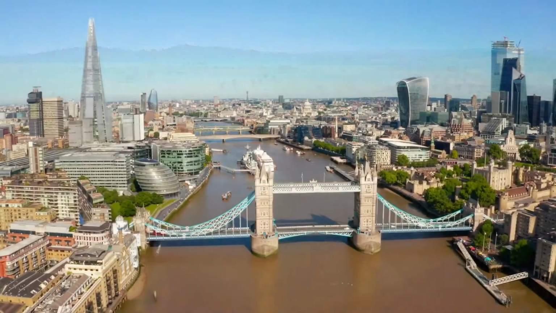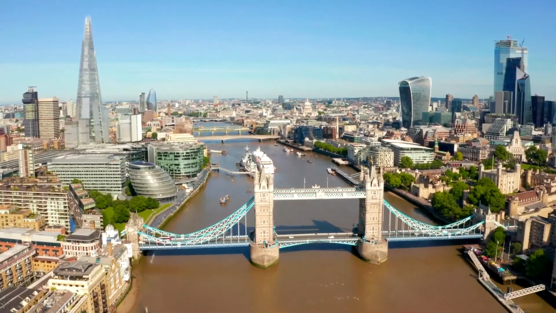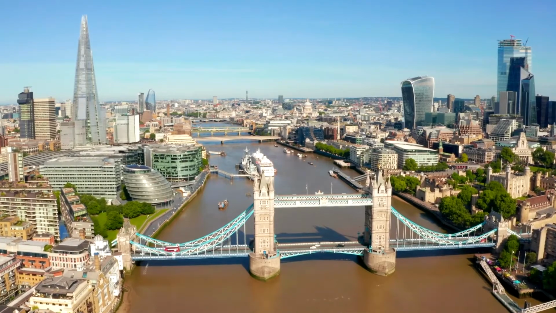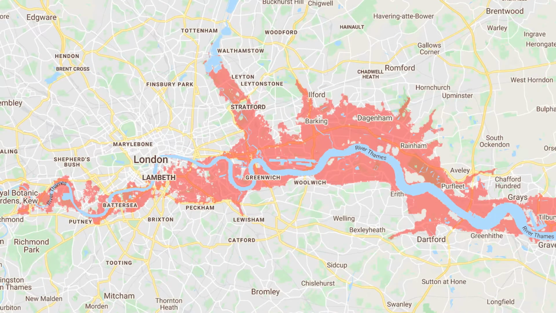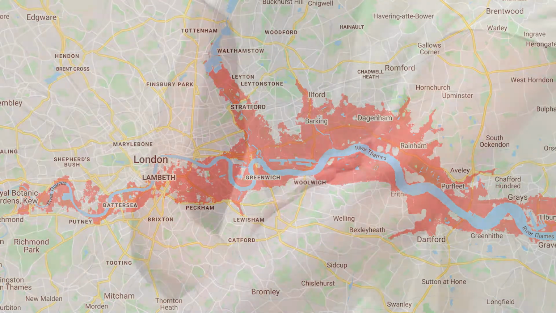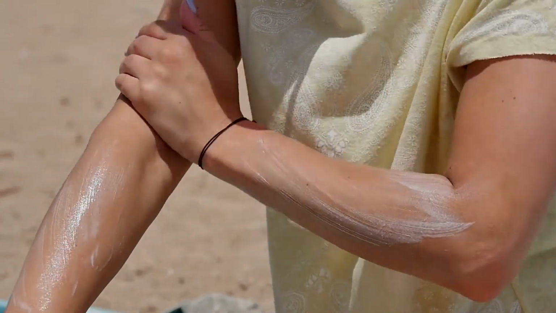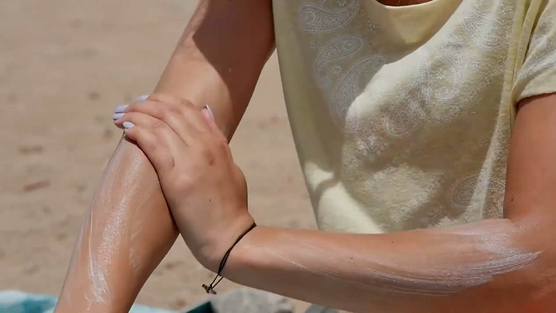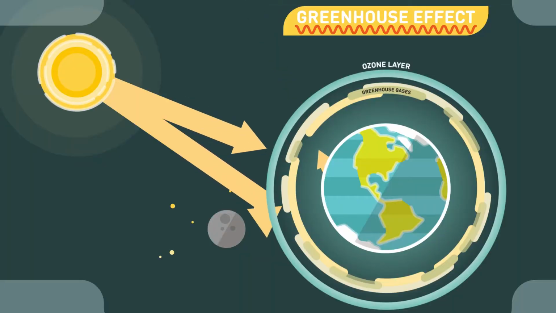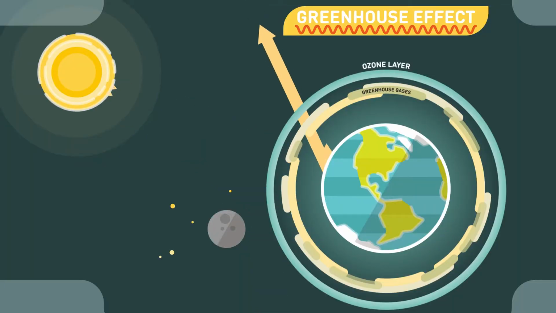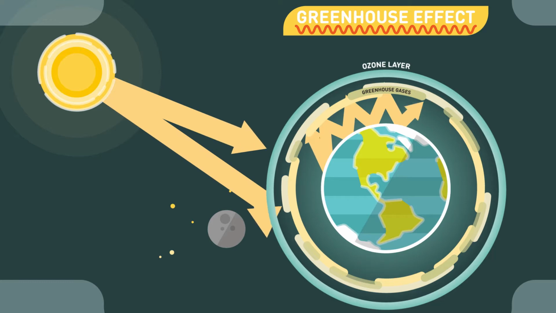It is also estimated that London will be underwater by 2050 if there is a sea level rise of 2 metres. There is an increased risk of skin cancer due to more dangerous UV rays hitting the surface of the Earth. The greenhouse gases cause a lot of the rays to bounce back to Earth, rather than being returned to space, causing the atmosphere to warm.